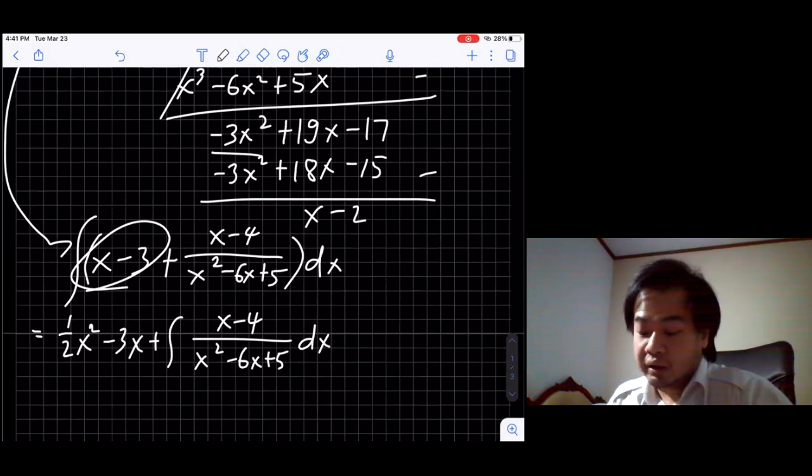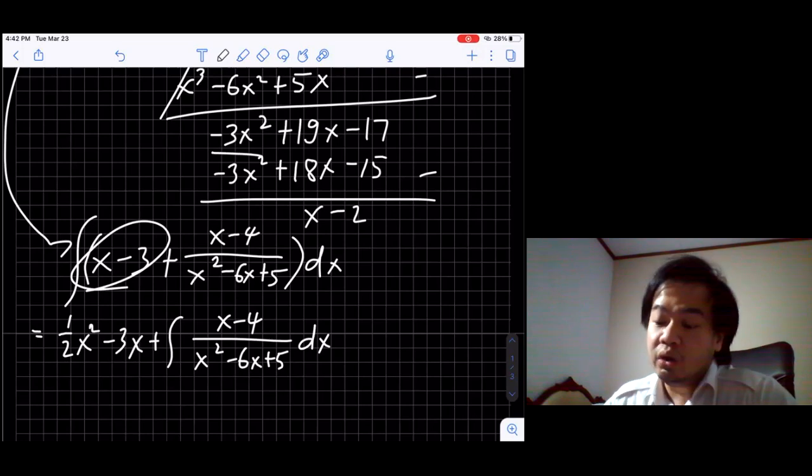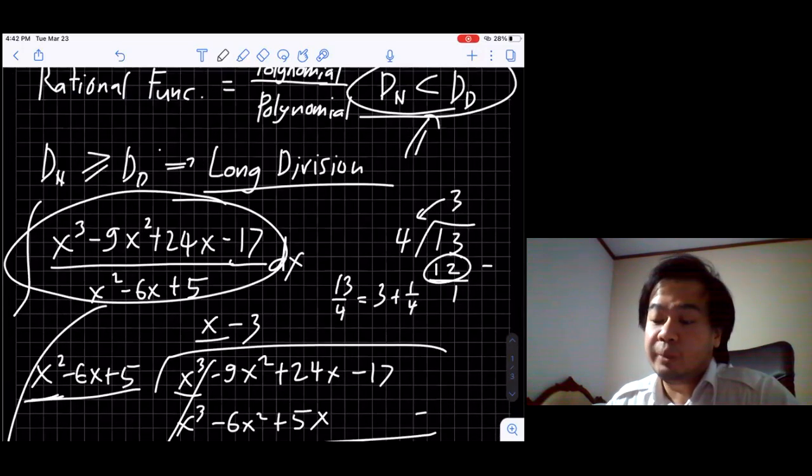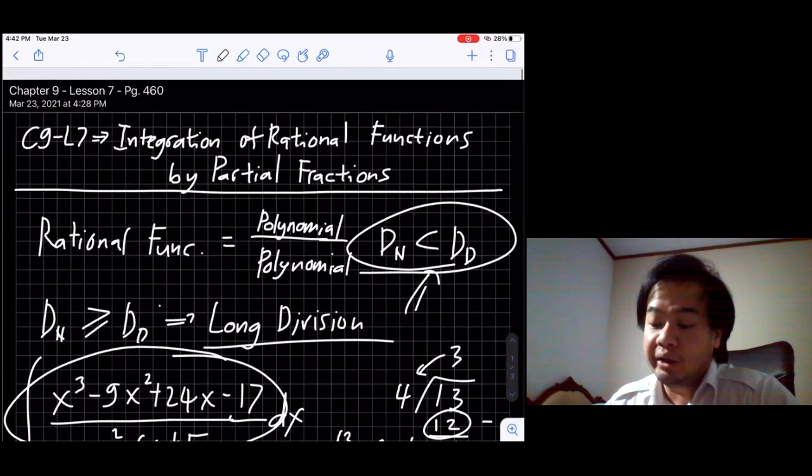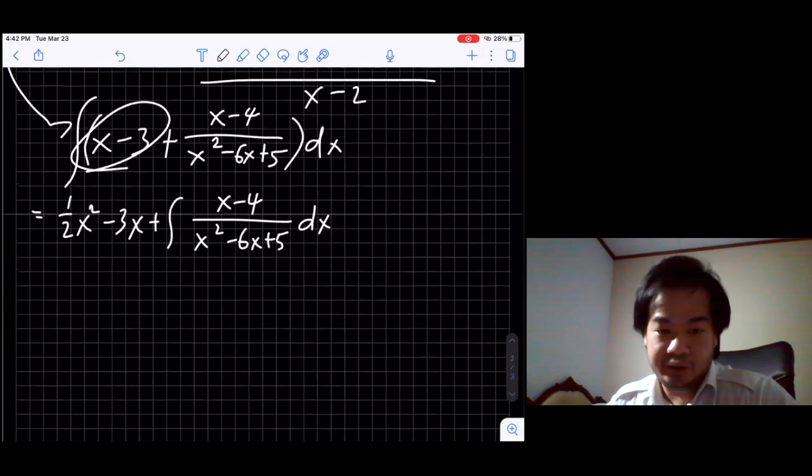Now, as you see, the degree of your numerator is already less than the degree of your denominator. After you make sure that happens, the next step is to resolve into partial fractions, which you also learned in 10th grade. I will review it.